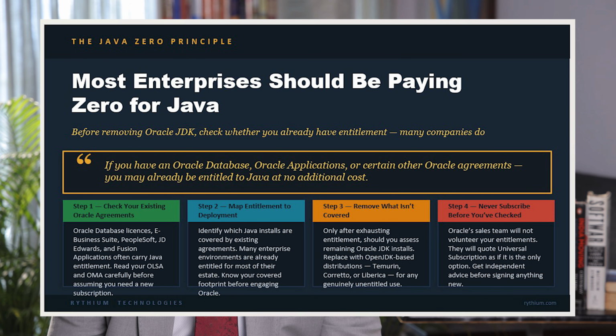But Java Zero, or paying zero for Java, is easier said than done. When I'm talking about paying zero, it is not that you have not spent anything on Java. It is just that you should not pay additional subscription fees for Java. Even before you decide to remove Oracle JDK from your systems, you should check all your entitlements. The challenge is understanding the entitlements, and for that you need expert advice.